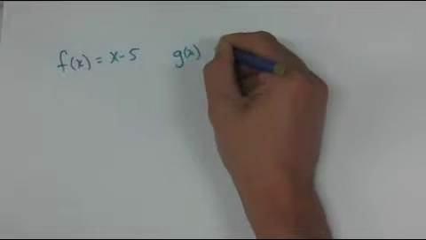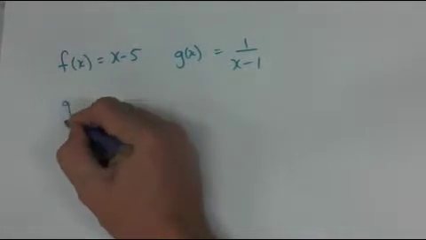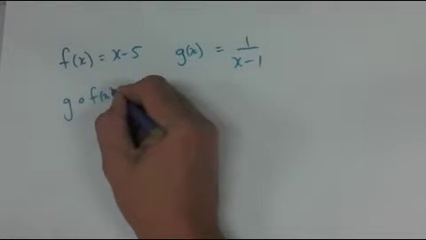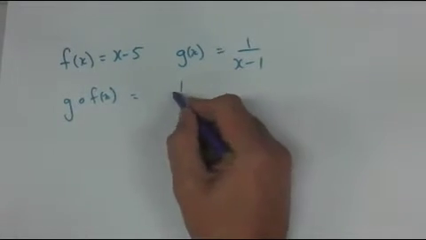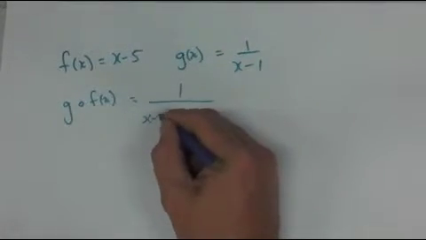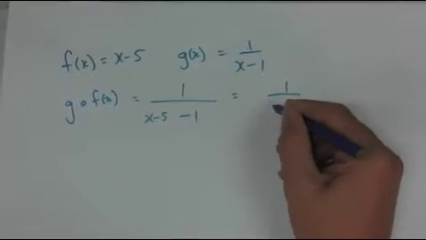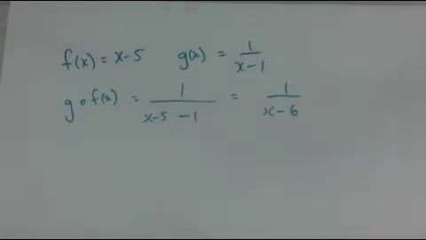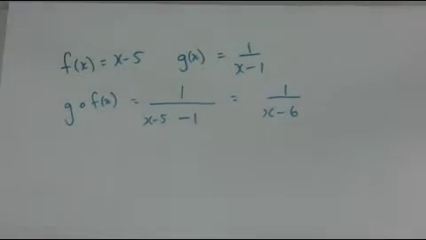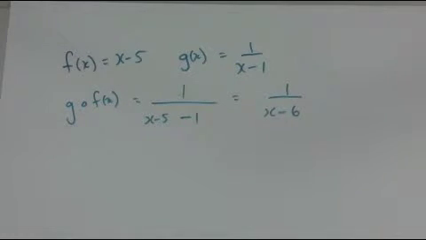and g of x is equal to 1 over x take 1, and I wanted to look at g of f of x, so that means take my function g and in replace of x put the entire function f of x. So on the bottom I end up with x take 6. For this combined function at the end now, I have a particular set of rules for my domain and range.